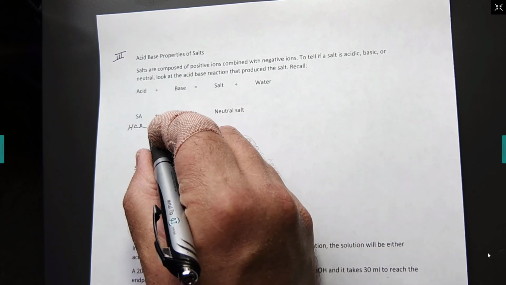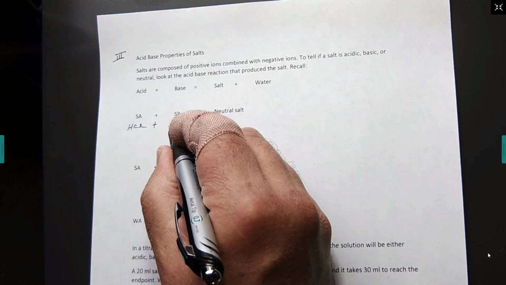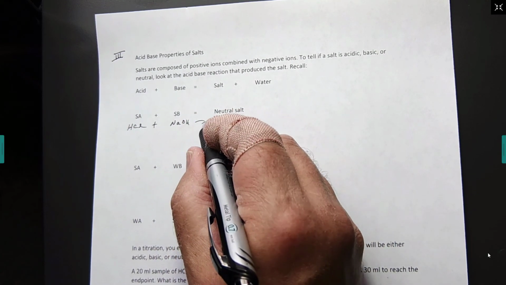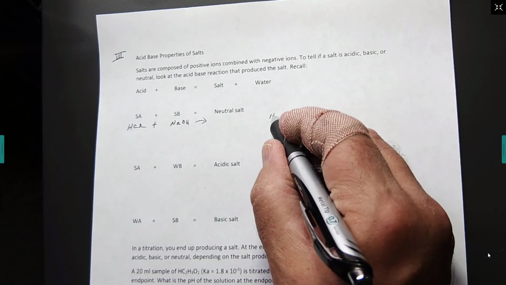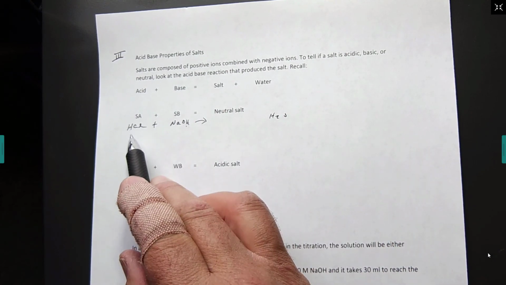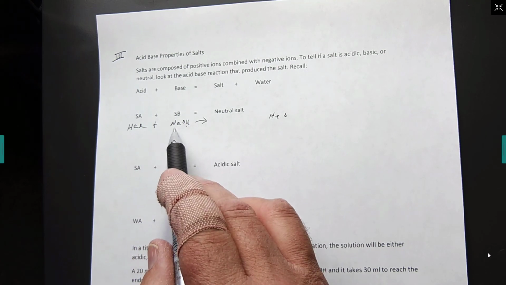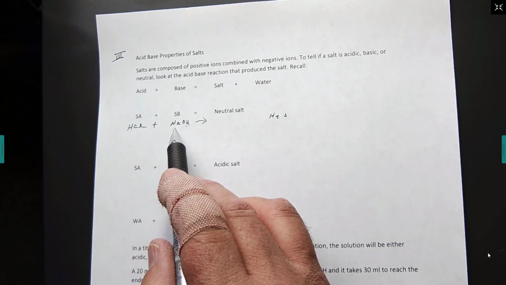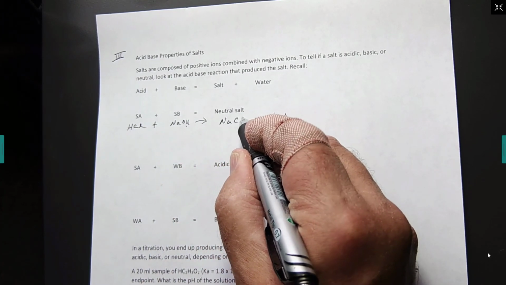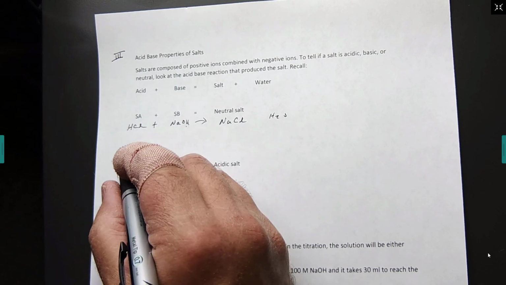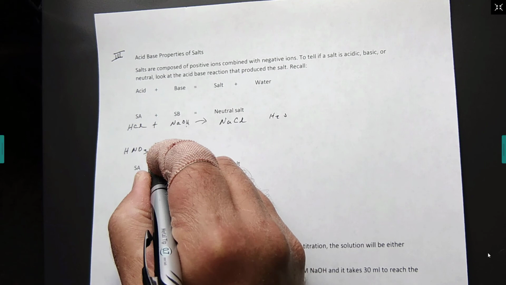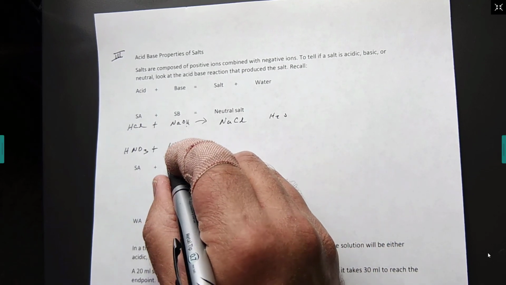So if you take hydrochloric acid and react it with a strong base, sodium hydroxide, you're going to end up making water, of course. Where's the water come from? The hydroxide in that. The leftovers, the things that don't turn into the water, turn into the salt. So your salt is sodium chloride.